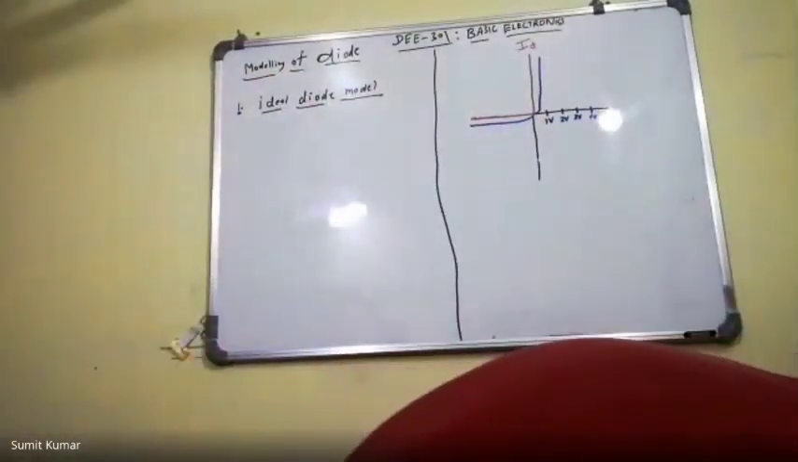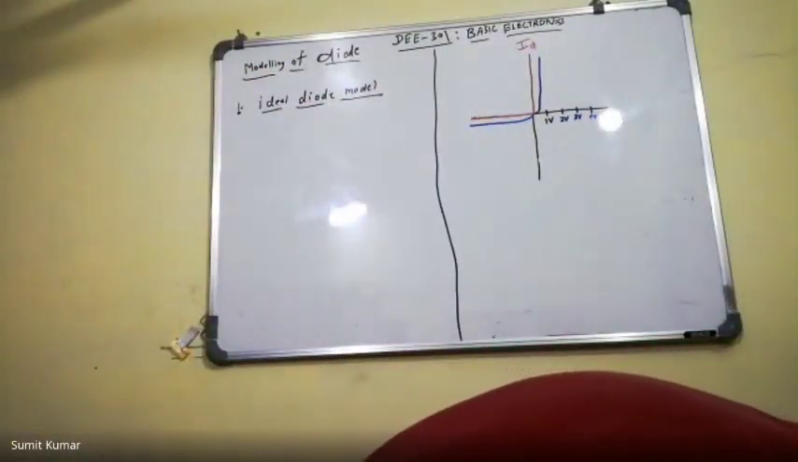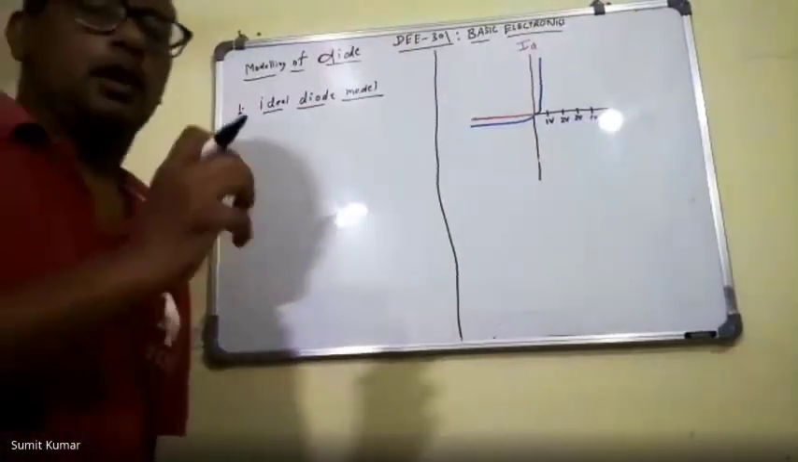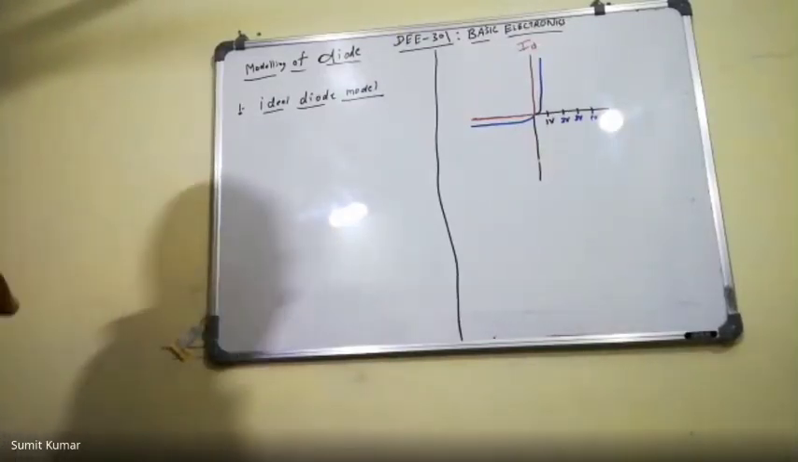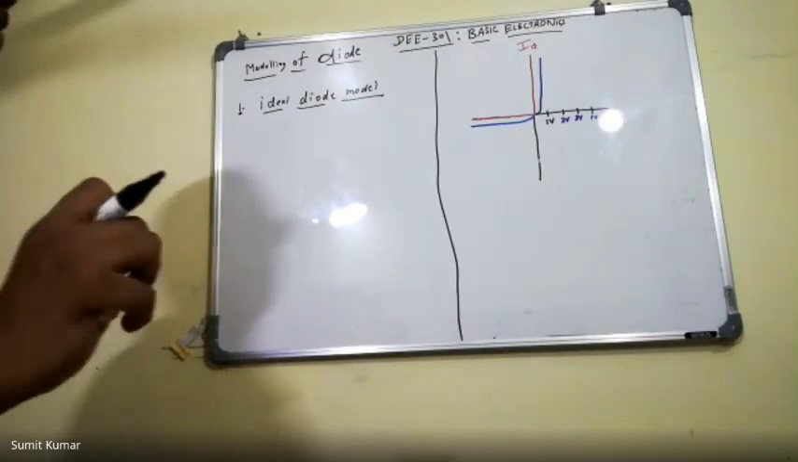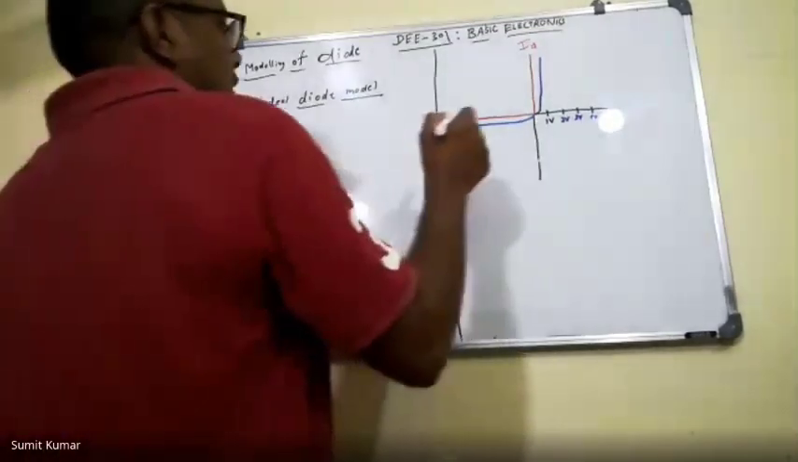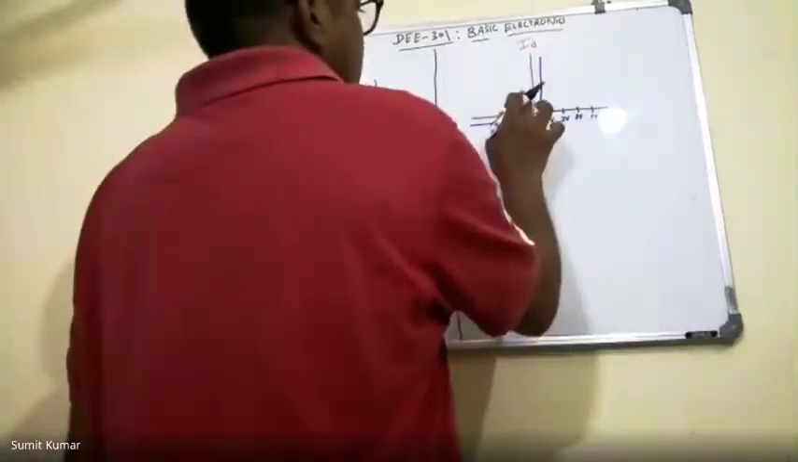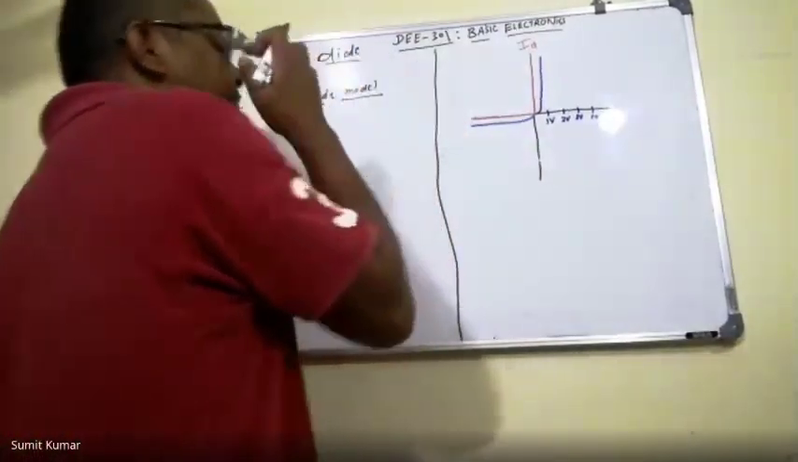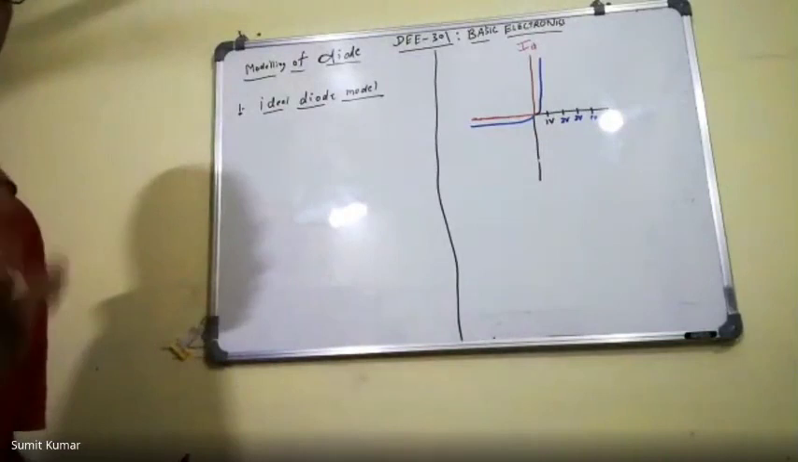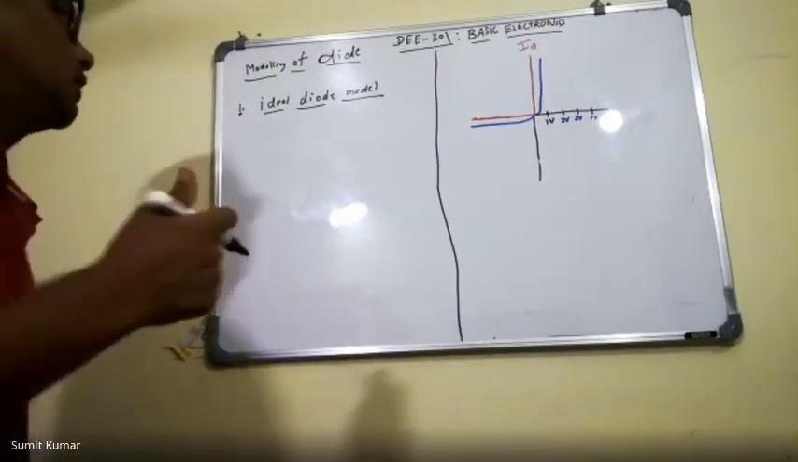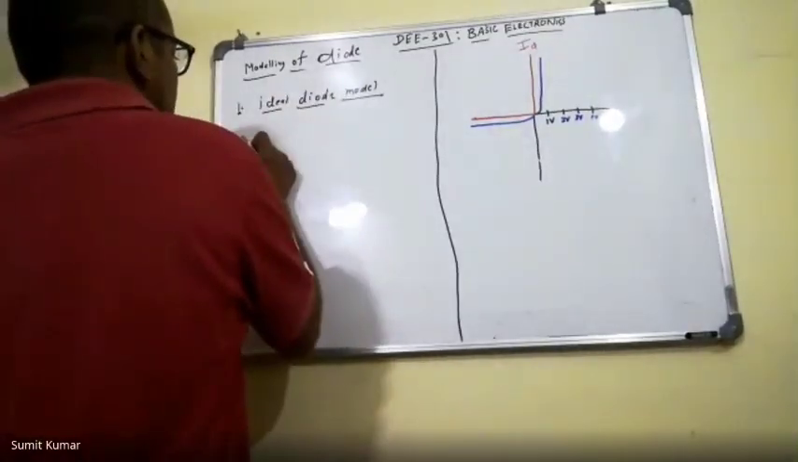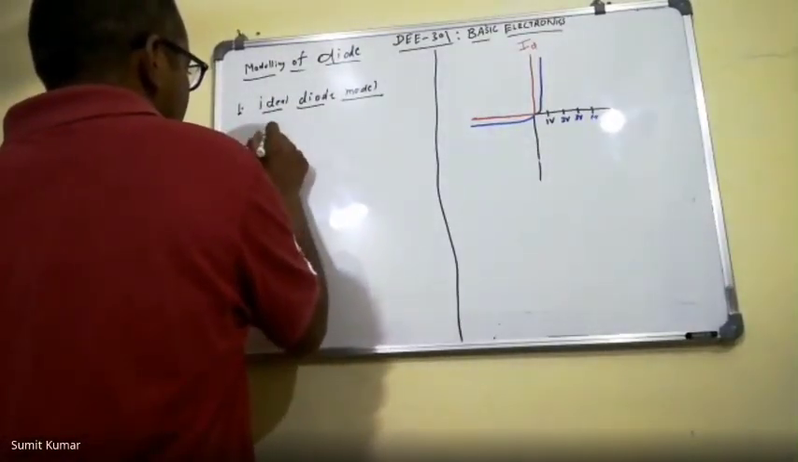Welcome everyone. This is DW301 Basic Electronics, and in this lecture we shall continue our discussion on modeling of diode. In the previous lecture we learned about the ideal diode model. It is the first approximation model, and in that model we approximated our diode as a short circuit or an open circuit on the basis of the current and voltage conditions.